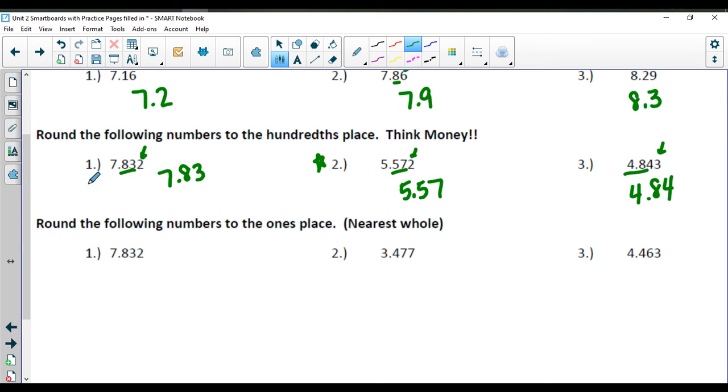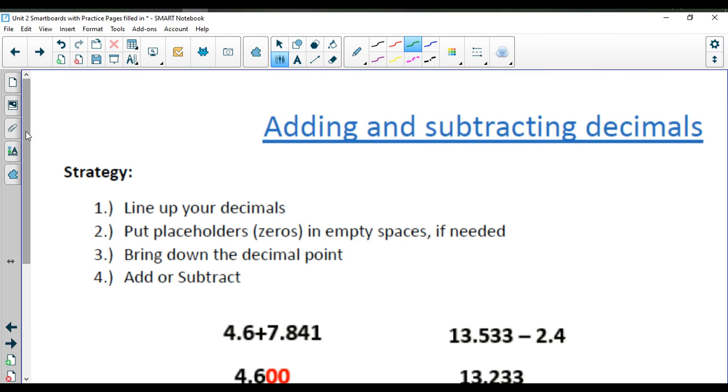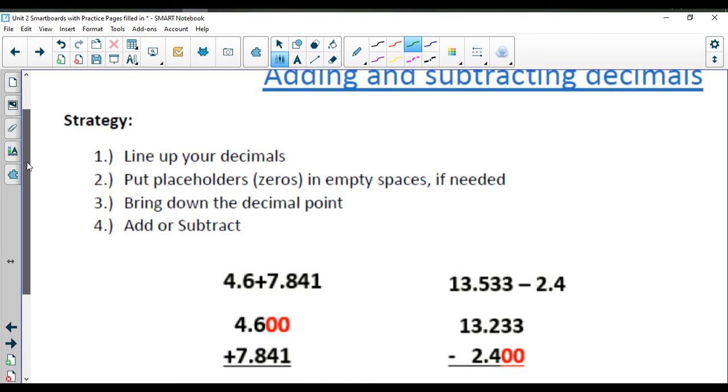Round to the ones place, the nearest whole number. This 8 right here after my decimal point is going to make this round up to an 8. Take a look at number 2. What is your nearest whole number going to be? Yeah, that 4 that's right there is just going to leave this to be a 3. And I want you to go ahead and take a look at number 3 then. Round to the nearest whole number. Even though there's a lot going on, there's still that 0.4, so this is still going to just stay a 4. Adding and subtracting decimals is over here next.